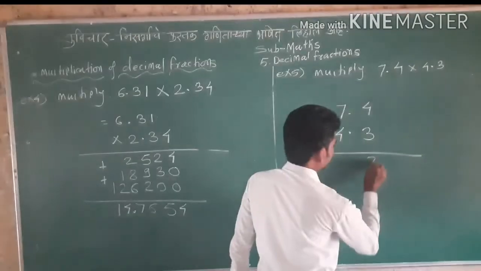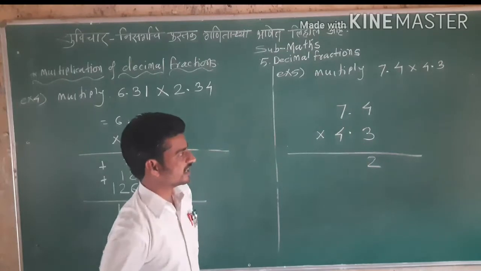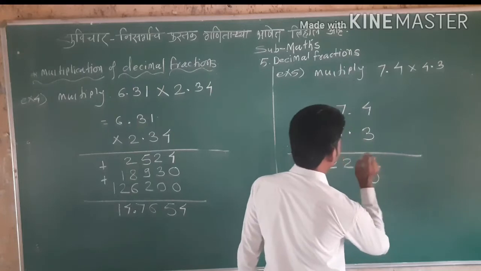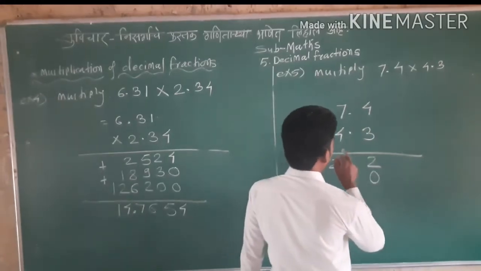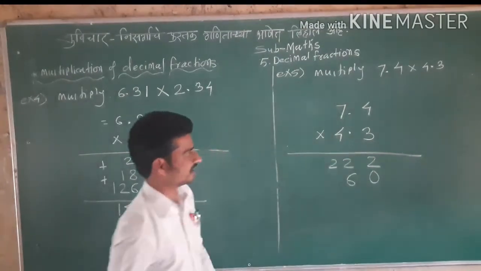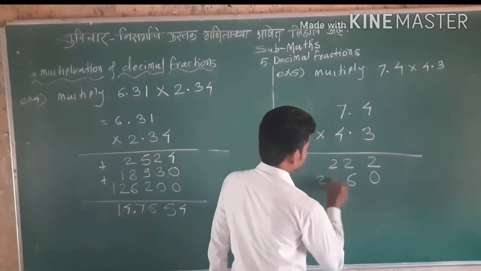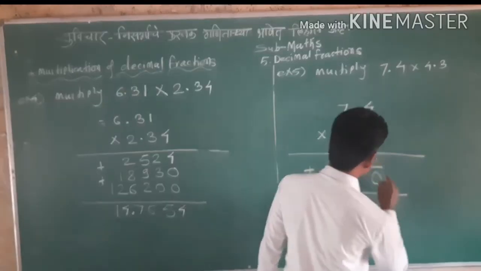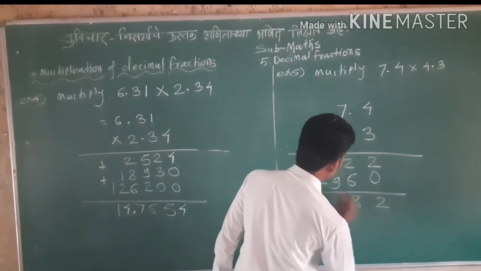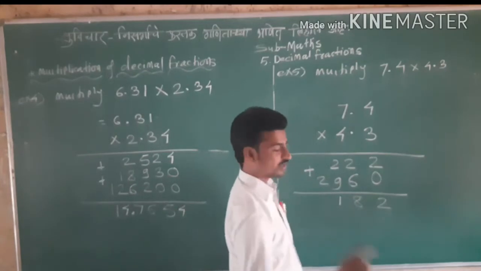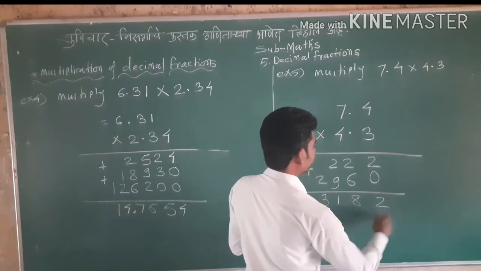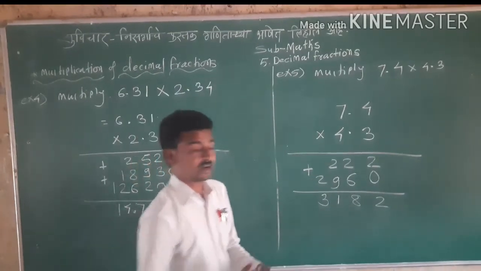3 fours are 12 carried over 1. 3 sevens are 21 plus 1 22. 0 written as shown. 4 fours are 16 carried over 1. 4 sevens are 28 plus 1 29. Addition: 2 0 plus 2 2, 6 plus 8 6 plus 2 8, 9 plus 2 11 carried over 1, 1 plus 2 3. We get the answer 33,182. Count the decimal places in the product.